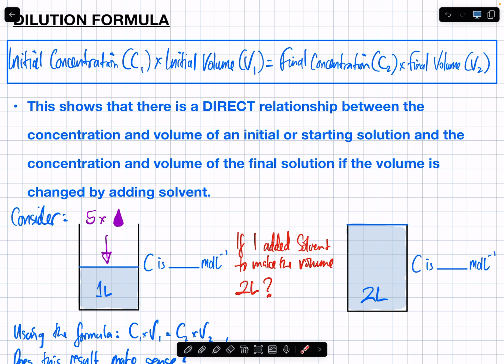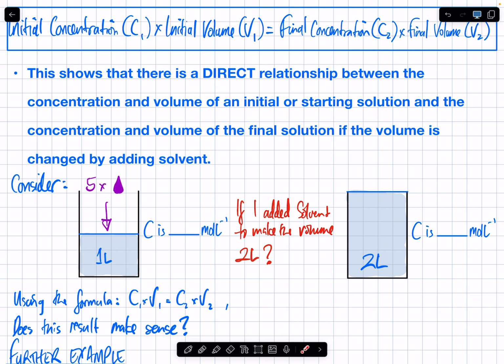So if you can consider that situation on the board right now. Got 1 litre of water here. All right, please consider, I already did this just previously. How many moles of blue did I add to this 1 litre before? 5. So what would the concentration of this jug be? 5 moles per litre.